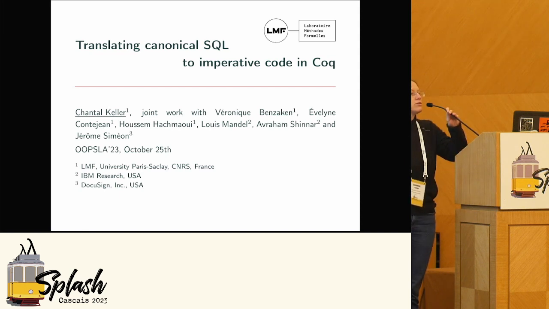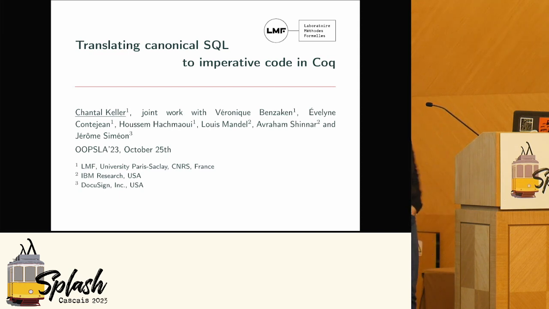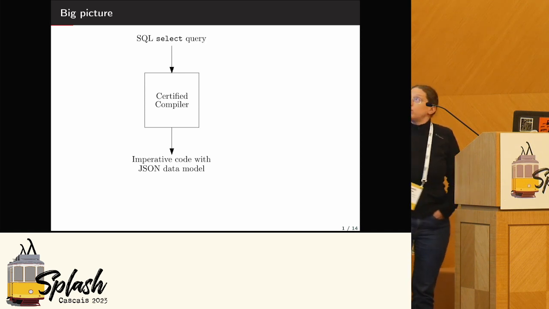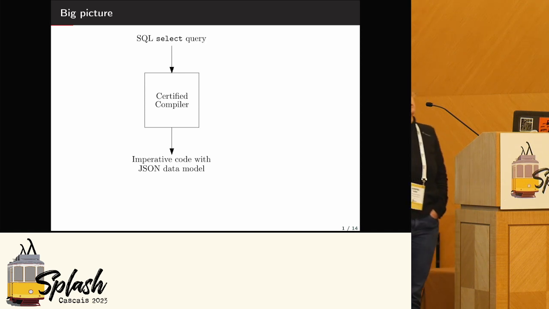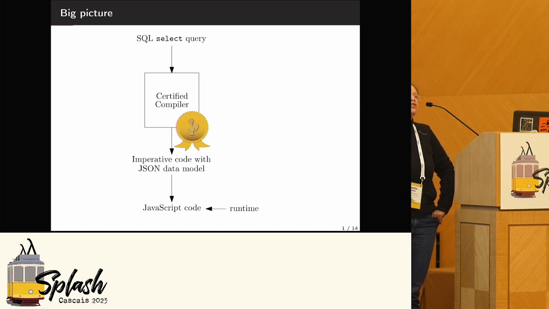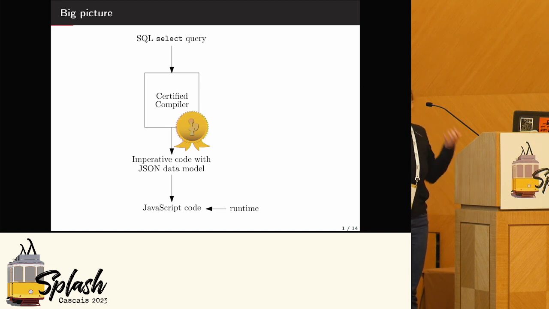Hello, everyone. So I'm going to talk about one of the most famous DSLs, which is SQL, and how to compile it to imperative code. So we built a certified compiler that takes a SQL select query in a large subset of SQL and produces imperative code with a JSON data model. And this compiler, as I said, is certified using the Coq proof assistant. We also provide a backend which produces JavaScript code together with a runtime in order to be able to execute this code. This backend is not certified.